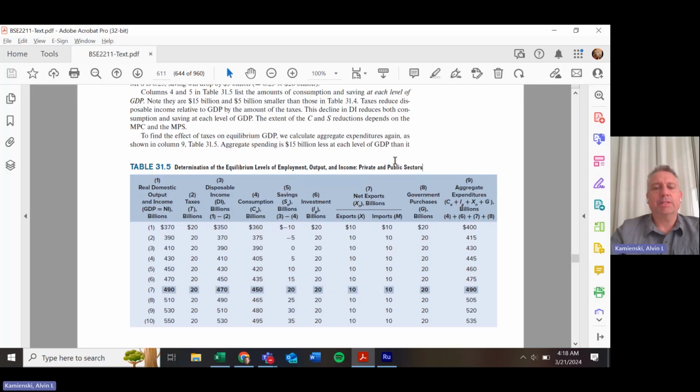Now that we've established the aggregate expenditures model in a private closed economy, let's look at what happens when we start adding in both the private and the public sectors. So I'm going to work on table 31.5 on page 611 here.